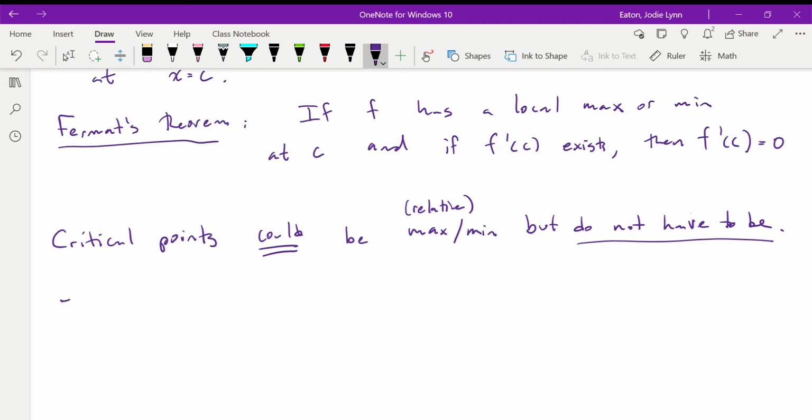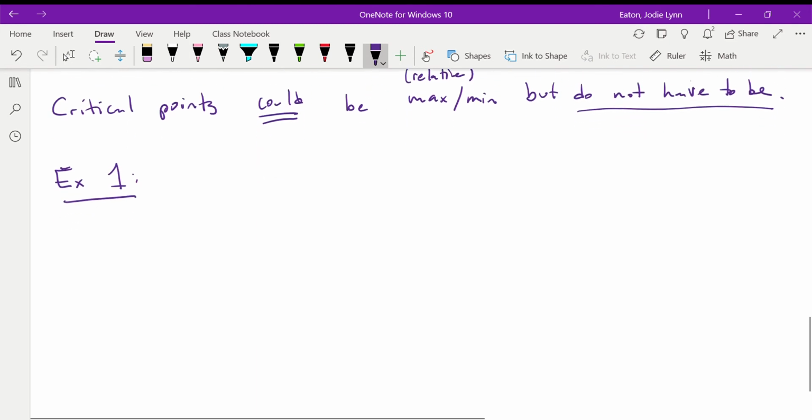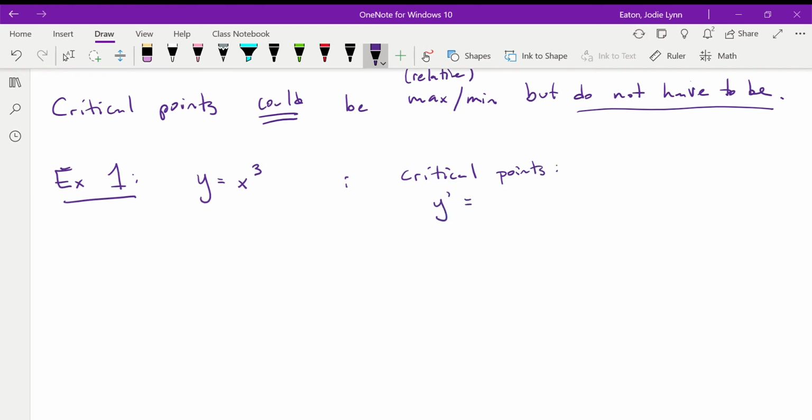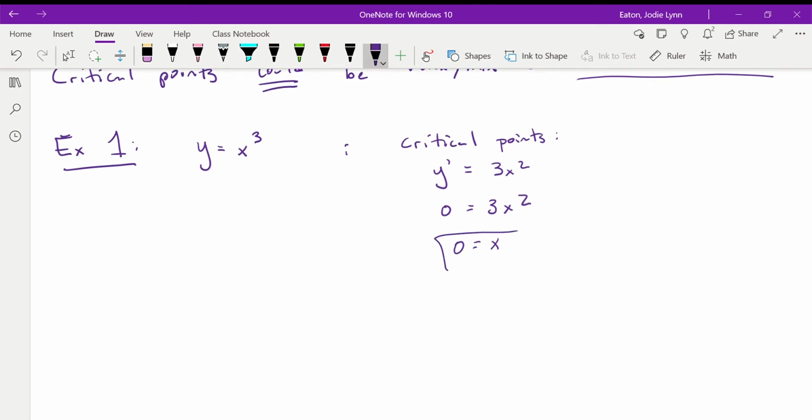So let's look at an example where we have a critical point that's neither a max nor a min. If we look at y equals x cubed, we have critical points. Let's calculate those algebraically. y prime is equal to 3x squared. Our critical points are going to happen where y prime is equal to 0, or it doesn't exist. 3x squared exists everywhere, so we have 0 equals 3x squared. So x is equal to 0. So we have a critical point at x equals 0.